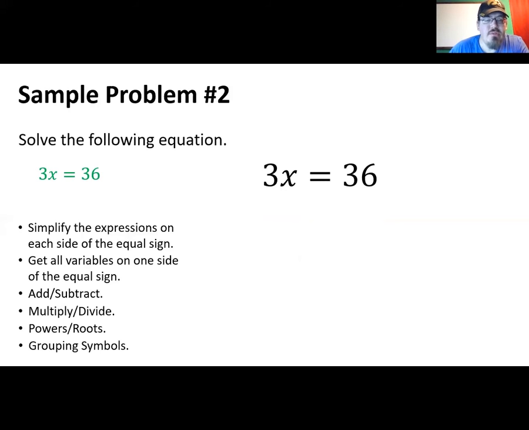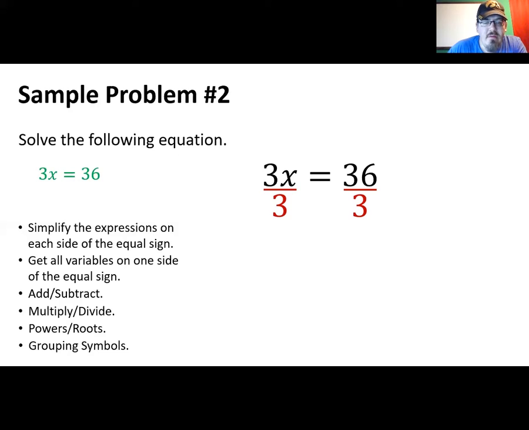Here's our problem. So we want to think about getting the x by itself. So we have to get rid of that timesing by 3. So in order to do that, we do the opposite operation. So instead of multiplying by 3, we're going to divide by 3. And we do the same thing to both sides of the equation to keep it balanced. So we're going to divide both sides by 3.